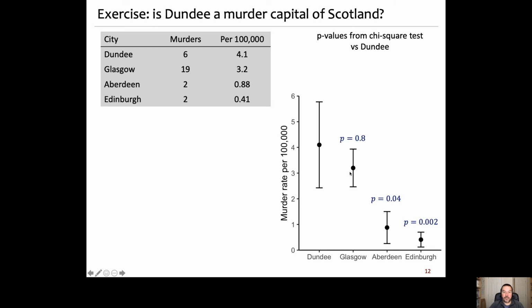We can have a look at all the data, also for Aberdeen and Edinburgh. These data were published in this article. And indeed, in comparison with Dundee, maybe Edinburgh has a significantly lower murder rate. But even then, as you can see here, the actual number of murders is 2. So it's such a low count that we could hardly trust these results.